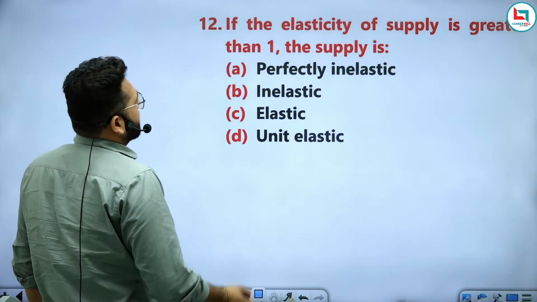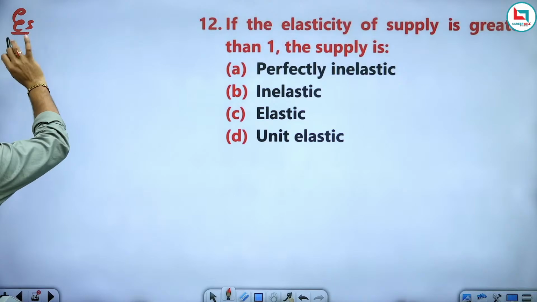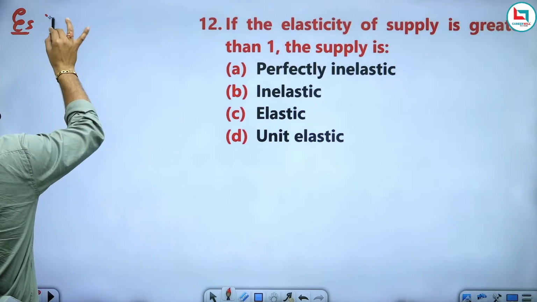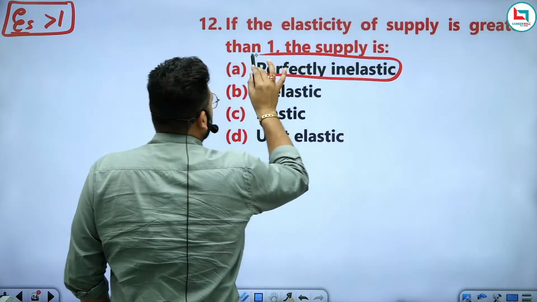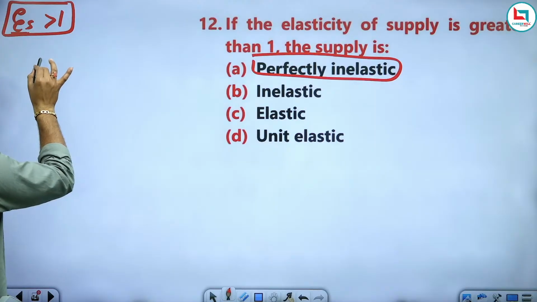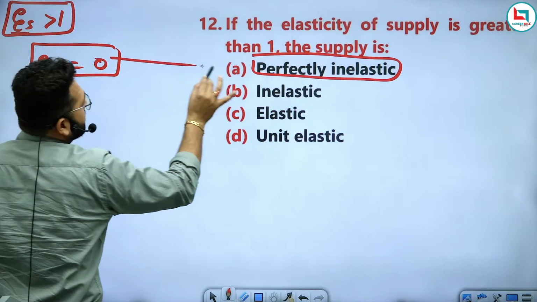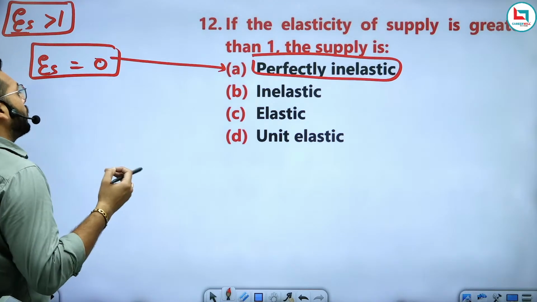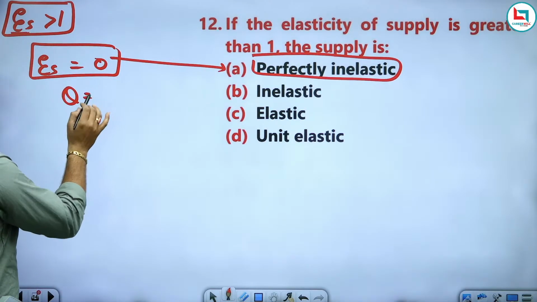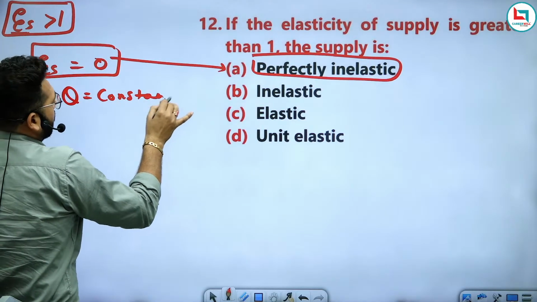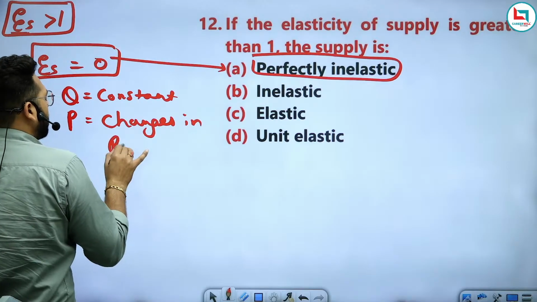Now what the question is saying: the elasticity of supply is greater than 1. I have told you that Es means elasticity of supply. First of all, you need to understand what perfectly inelastic means. Perfectly inelastic is when Es equals 0. This situation is known as perfectly inelastic. Sir, what is the exact meaning of perfectly inelastic? It means the change in quantity is constant, and there are changes in price only.